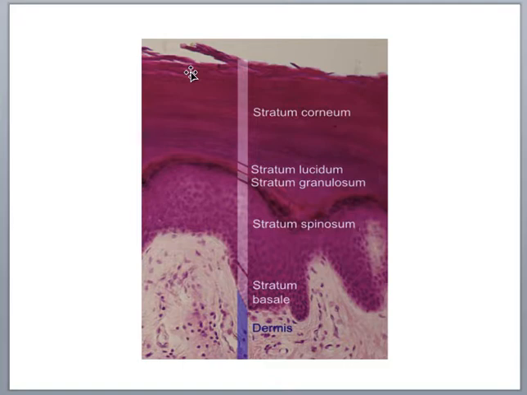How thick the stratum corneum is depends on how much abrasion that area of the skin is subjected to. So you know, like if you work with your hands a lot, you'll have calluses. Well, where you have calluses, you have thicker stratum corneum, okay? Palms of your hands, soles of your feet, okay? Those are areas where you'll have a thicker stratum corneum, okay?